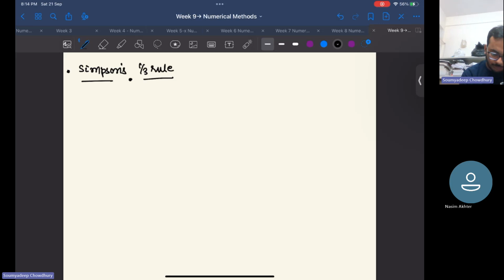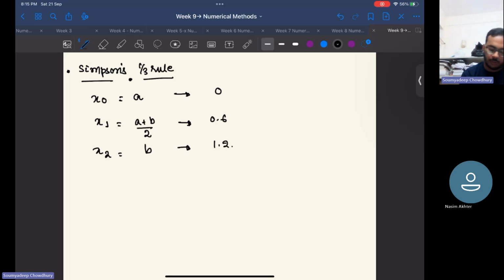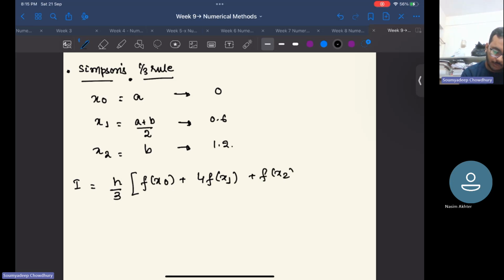So in the 1/3 rule, what points do we have? x0, that is a. Then x1, which is (a plus b) by 2. Then we have x2, which is b. Here x0 is 0, this is 0.6, this is 1.2. So what is I here? It is h by 3 times f of x0 plus 4 times f of x1 plus f of x2.